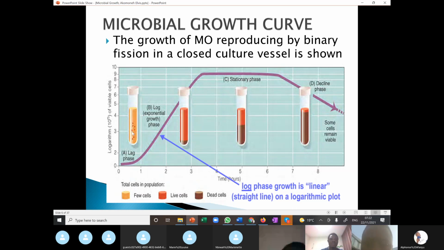A typical example: let's say we have 8 cells at the lag phase. When we enter the logarithmic phase, these 8 cells are going to double. For instance, if the generation time, the time it takes to complete a division cycle, is 20 minutes, then after 20 minutes we are going to have 16 cells. After another 20 minutes, 32 cells. After another 20 minutes, 64 cells.